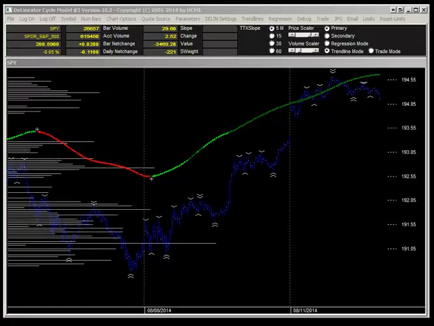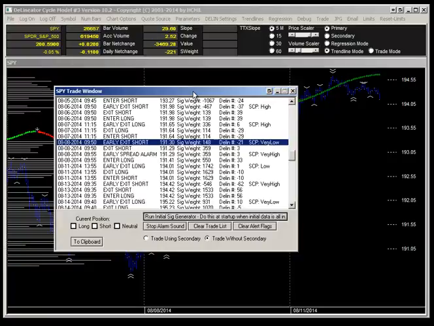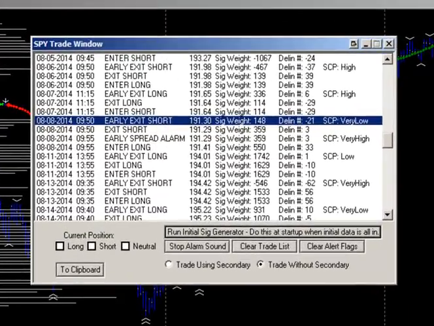So let's take a look at an actual trading signal and the signals that are generated during the process. We're looking here at August 8th, and we see that we had a slope change up early in the morning. So let's bring in our SPY trade window, and every time the delineator issues a signal, there's an audio alarm, and the signal is printed in this trade window. So here we see August 8th, 9:50 in the morning.